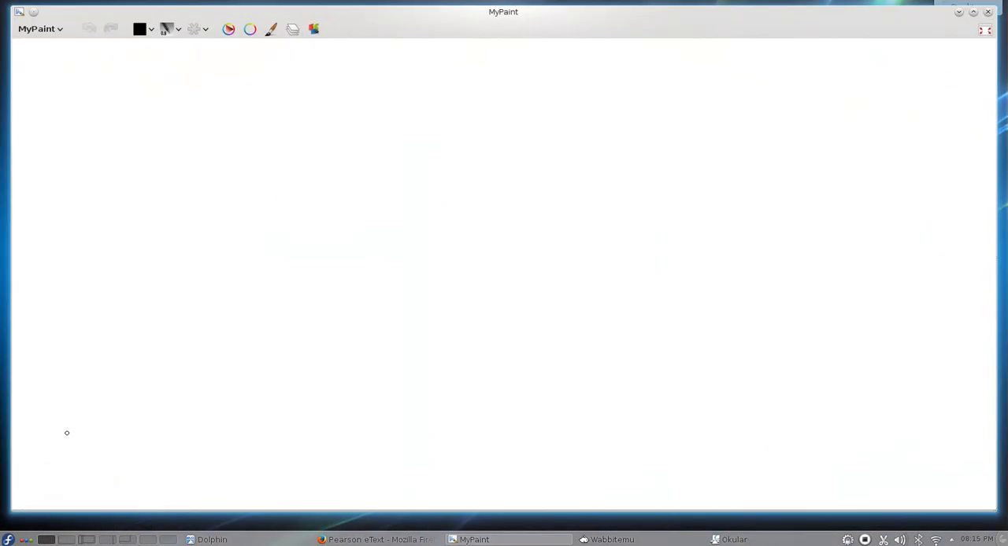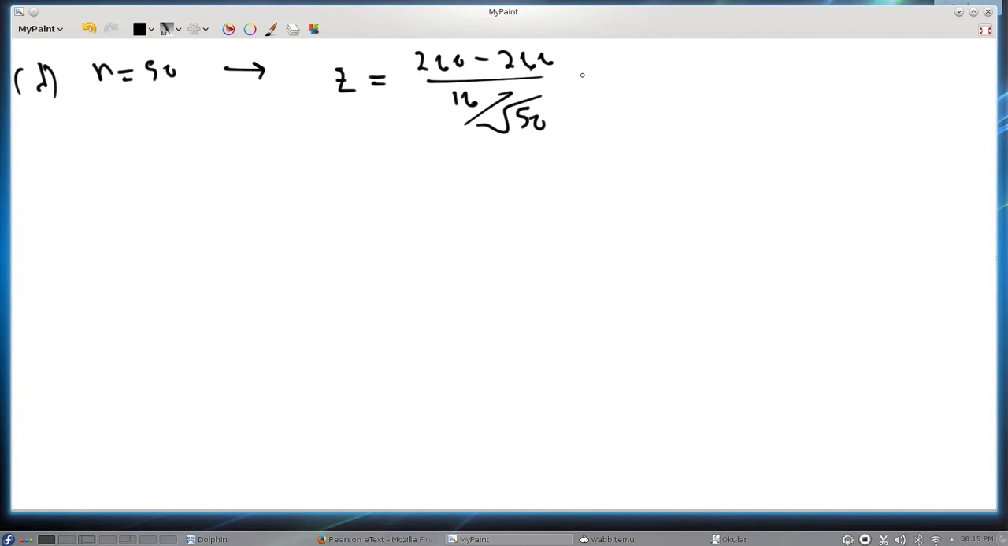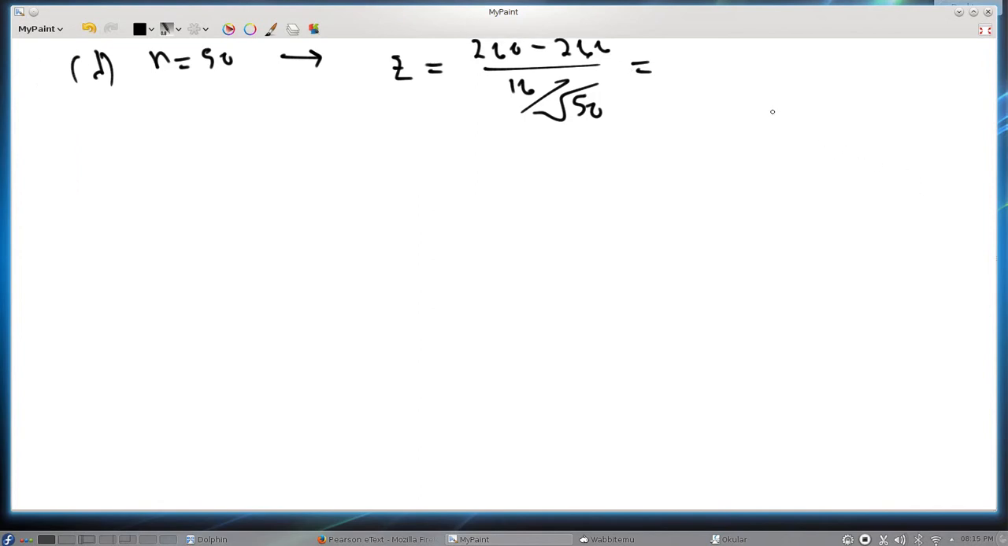Okay, so let me write this down very quickly. So part D, we have n equals 50, and we're going to compute the z value right away, which is 260 minus 266 divided by 16 over square root of 50. And you can confirm this, and the value that we found is negative 2.65.